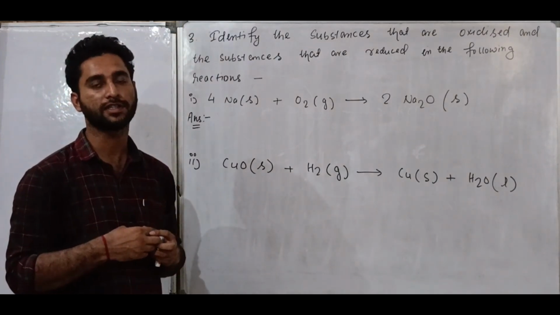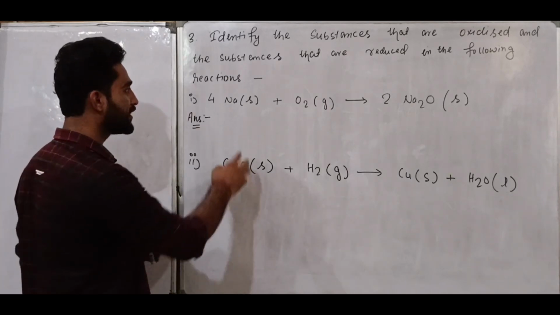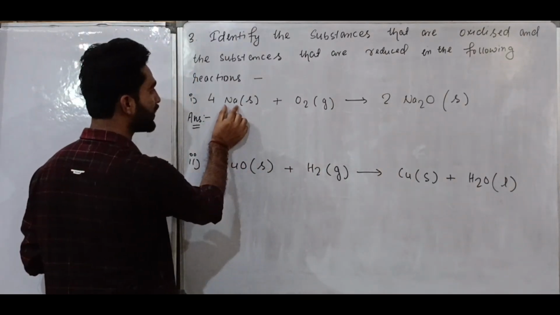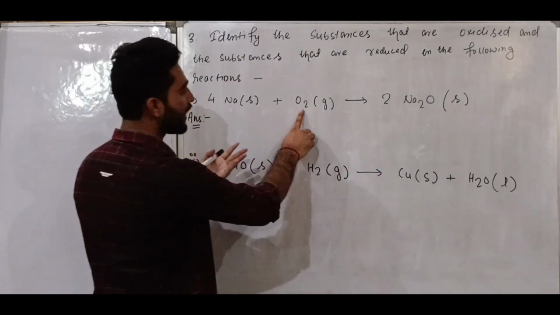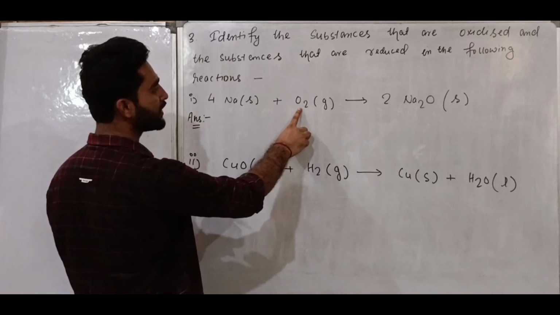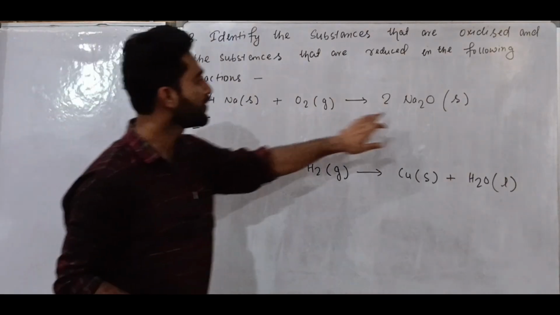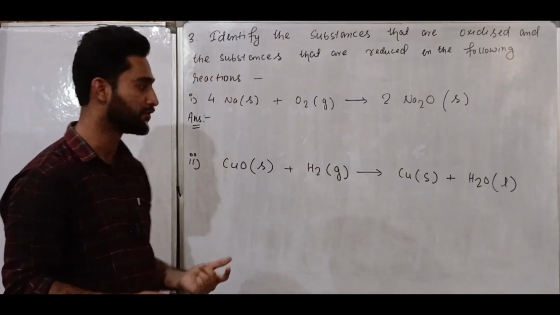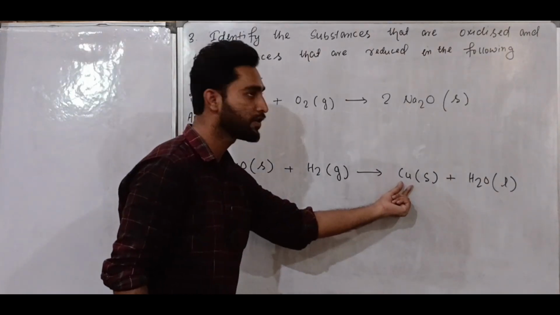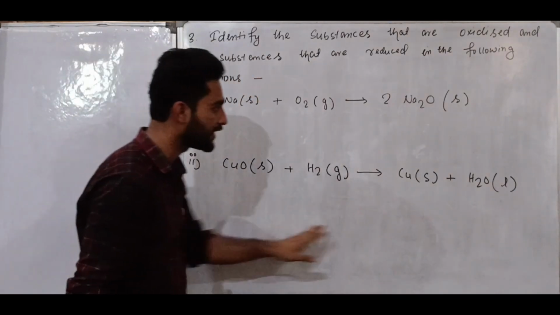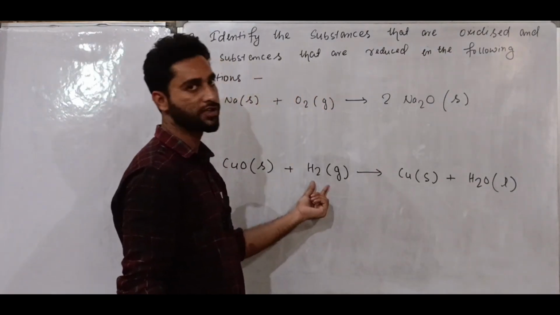The addition of oxygen to a substance is called oxidation and the removal of oxygen from a substance is called reduction. Now easily from this reaction we can say, see, the sodium got the oxygen. That means the sodium got oxidized and the oxygen got reduced. So oxygen, by gaining one electron, got reduced. So the sodium is getting oxidized and the oxygen is getting reduced. In this reaction the copper oxide lost oxygen and became copper. That means the copper oxide is getting reduced and the hydrogen, by getting one oxygen, got oxidized.